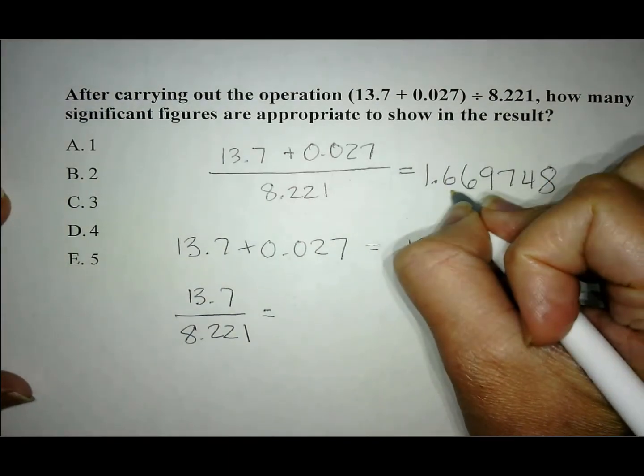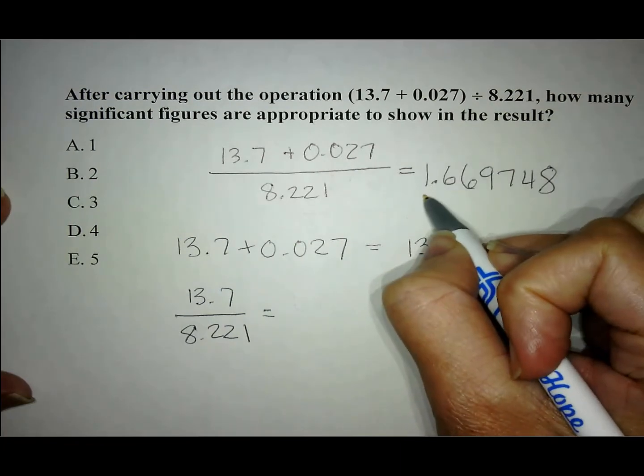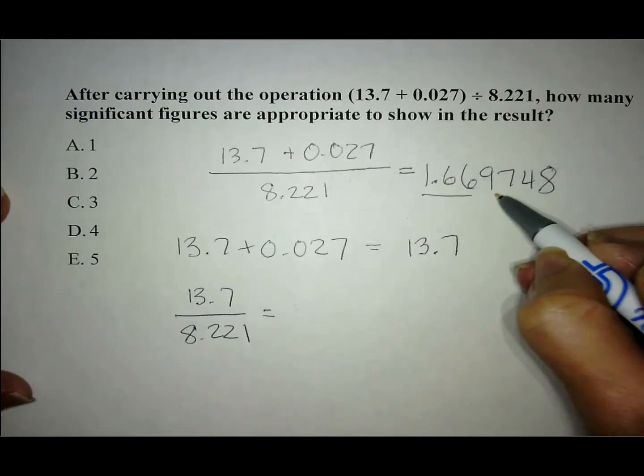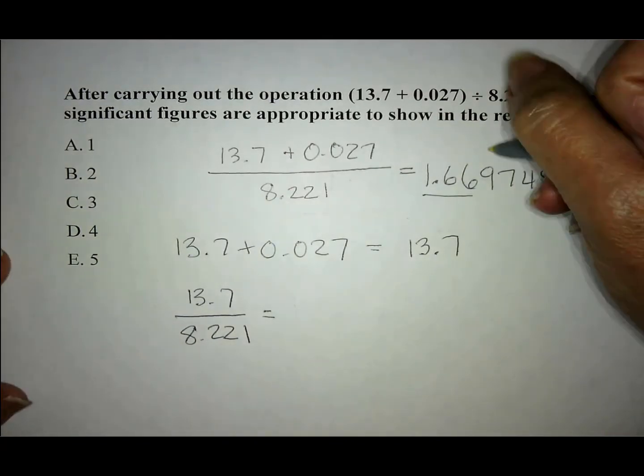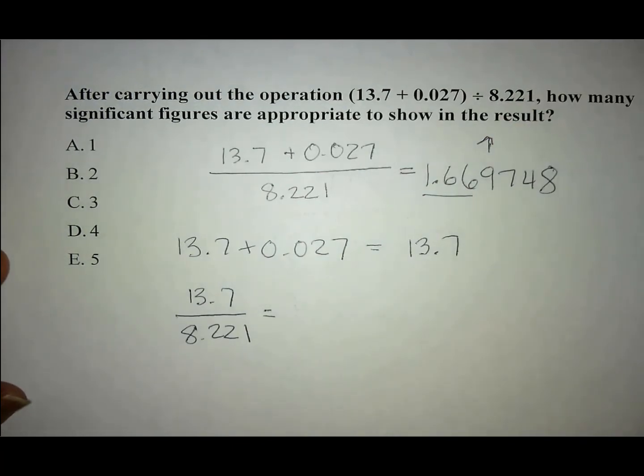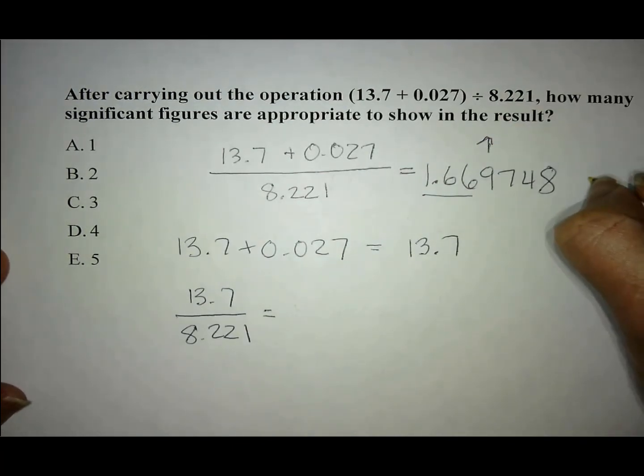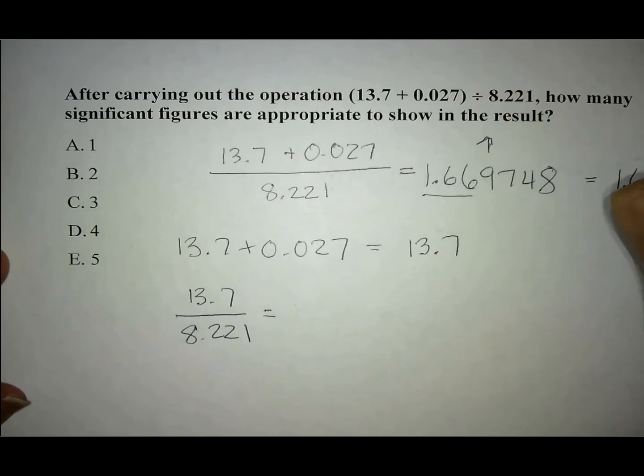So the 1, the 6, and the 6, we're going to keep. The 9 is going to fall off, but before it does, it tells us whether to round up or down. In this case, we round up. So we express our answer as 1.67.